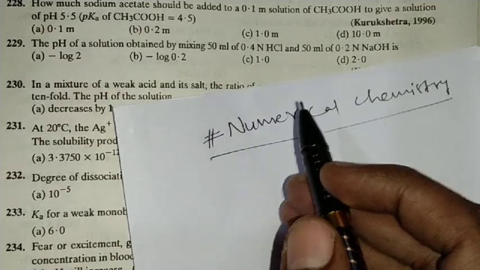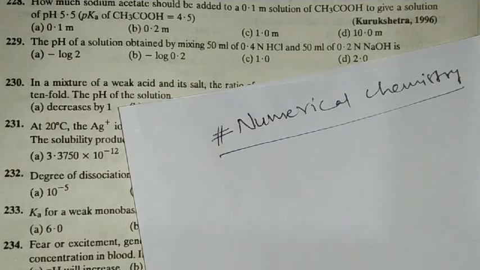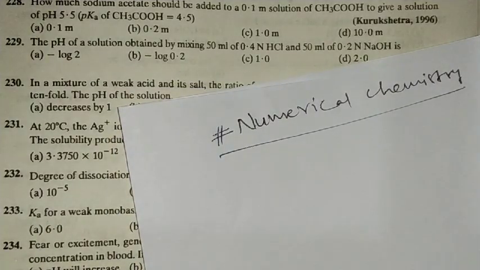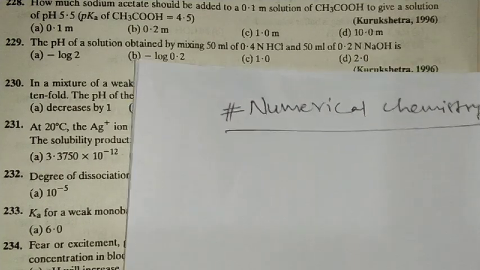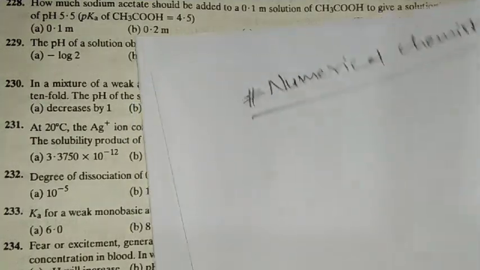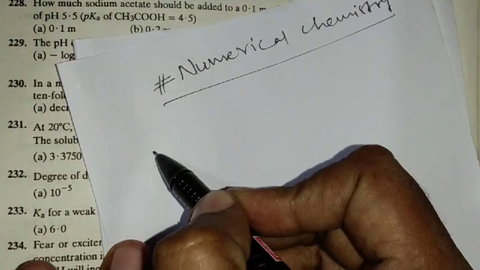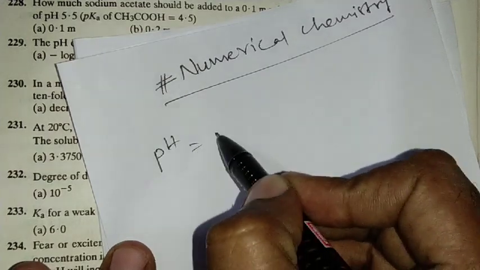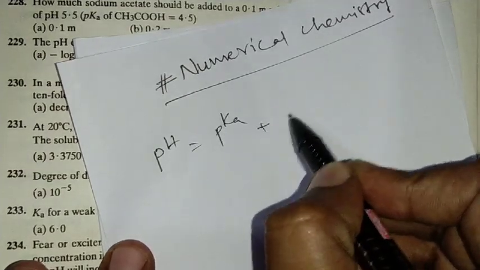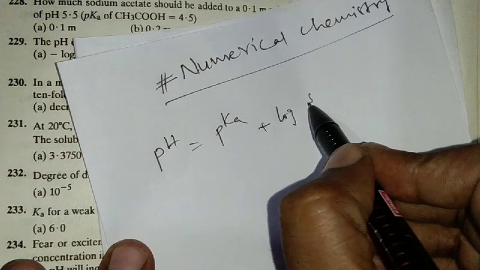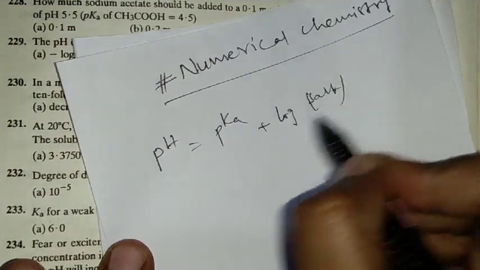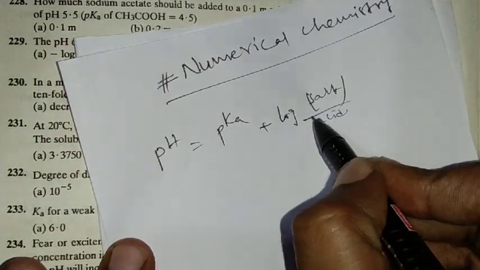So sodium acetate and acetic acid. In these two combination, you know the relation as per the Henderson equation. We have to consider this formula. What is that? pH equal to pKa plus log salt concentration by acid concentration.